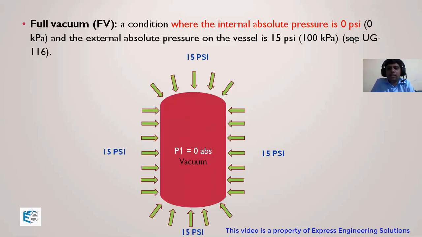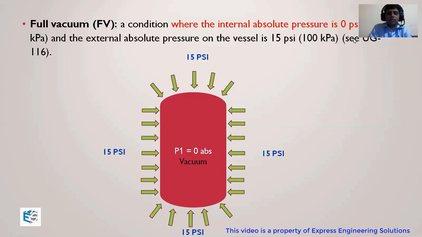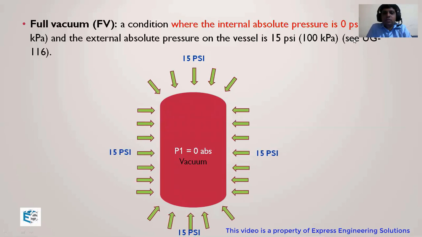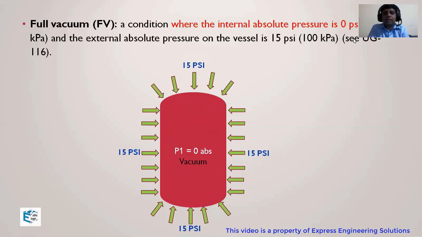If we look at this figure, from outside there is 15 psi pressure, which is nothing but the atmospheric pressure, and there is zero absolute pressure inside that vessel. This condition will be called the full vacuum condition. This is how the external pressure will try to crush your vessel from all sides. This is a small animation of that.